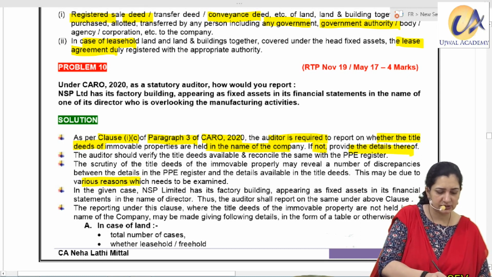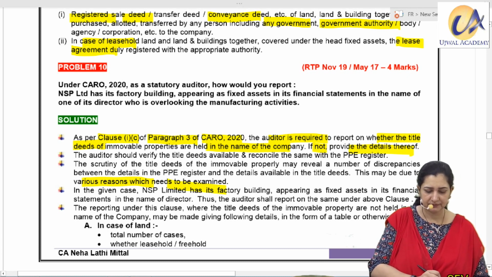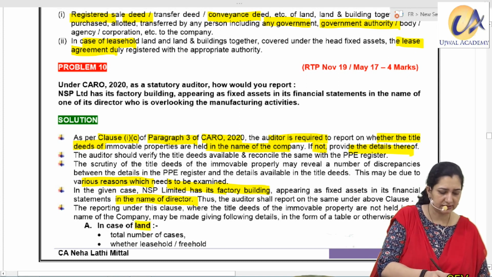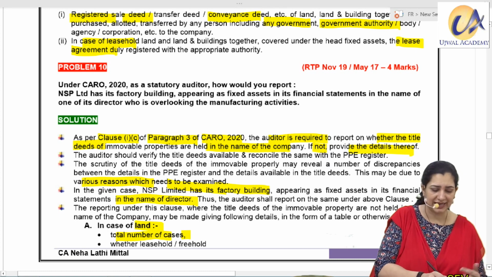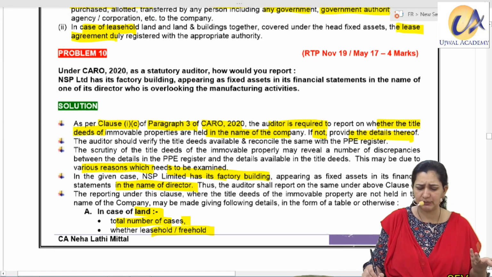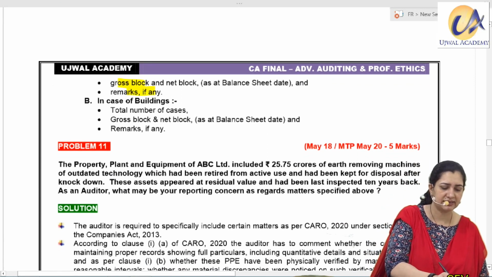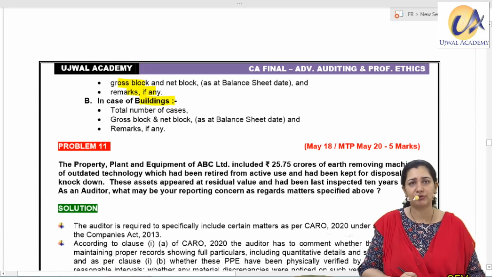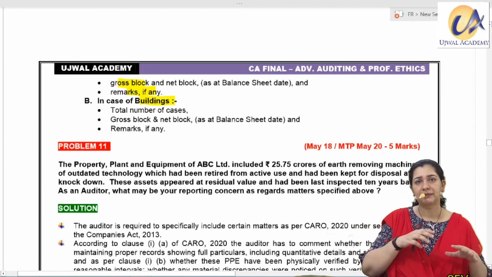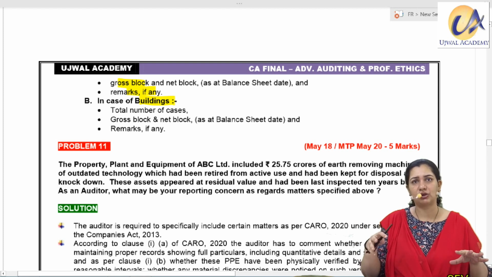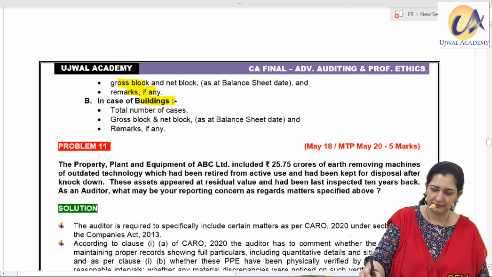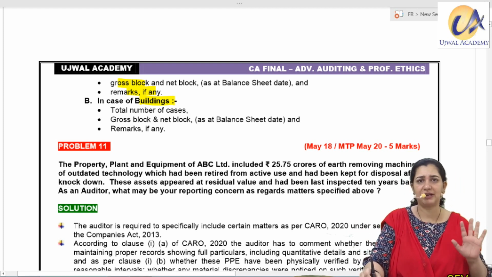We need to see the reasons why this is not in the name of the company. So the factory building is in the name of the director. So give the details like whether it is land, leasehold or freehold, what is in the name of, not in the name of the company, gross block, remarks. In case of buildings, also, similar information you have to give. Why it is not in the name of the company? We had seen that small table, right? Or rather, we had seen those points. Why it is not there, or since when it is not there, etc. All those things we have to mention there.